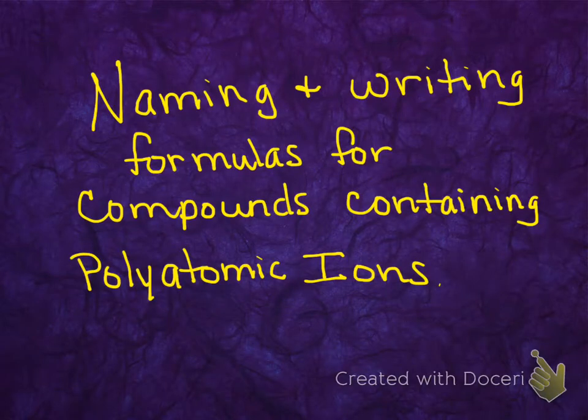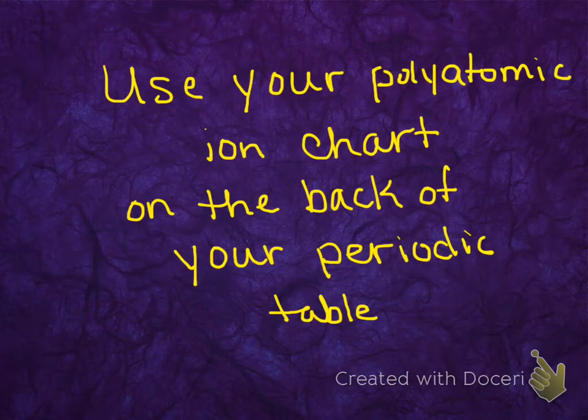This PowerPoint is on naming and writing formulas for compounds containing polyatomic ions. So these are going to be ionic compounds. They have a cation and an anion, but there's going to be a polyatomic ion in the compound. And the way that we deal with polyatomic ions, you don't have to memorize them.